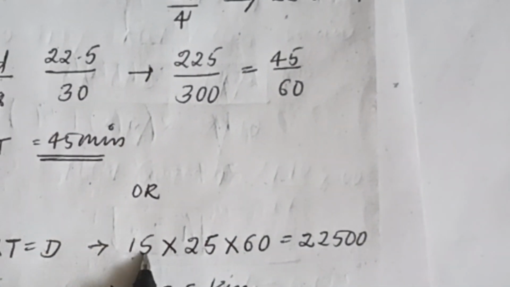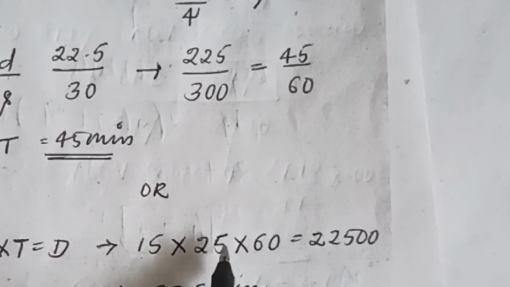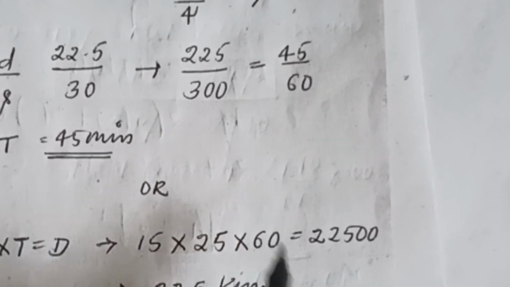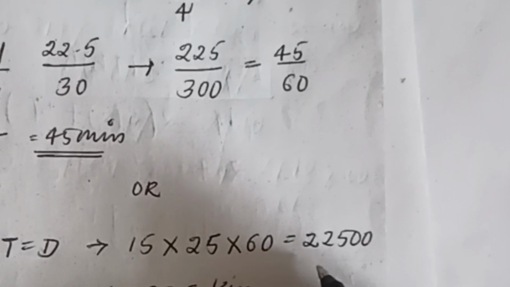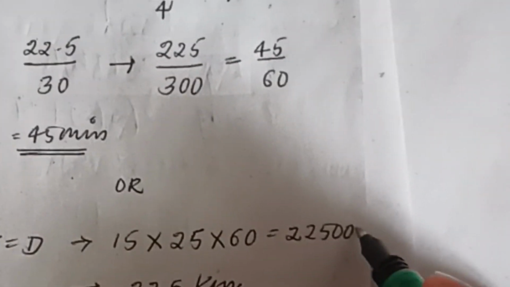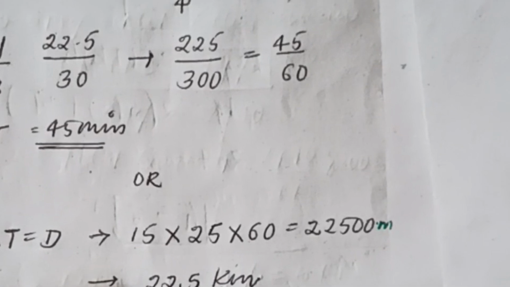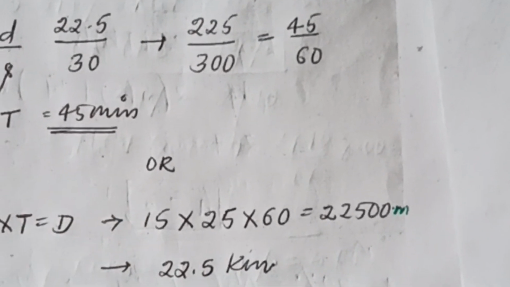Here S is 15 and this is time. So I want to convert this minutes to seconds. So I am multiplying it with 60. We get 22,500 meters. So then if I write it in kilometer, I will write it as 22.5 kilometer.